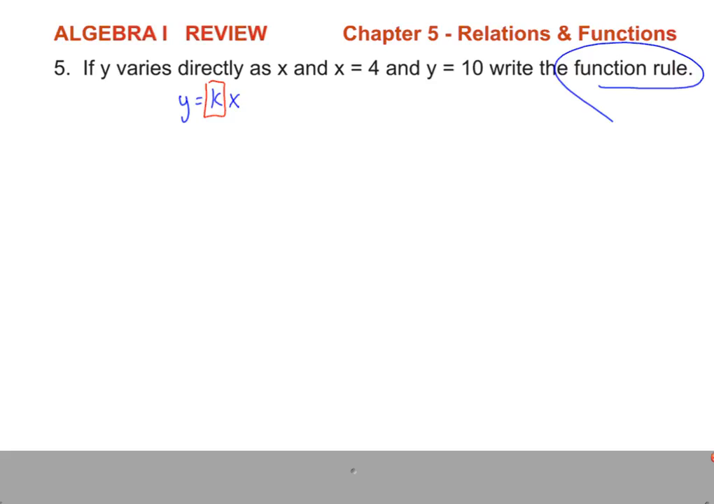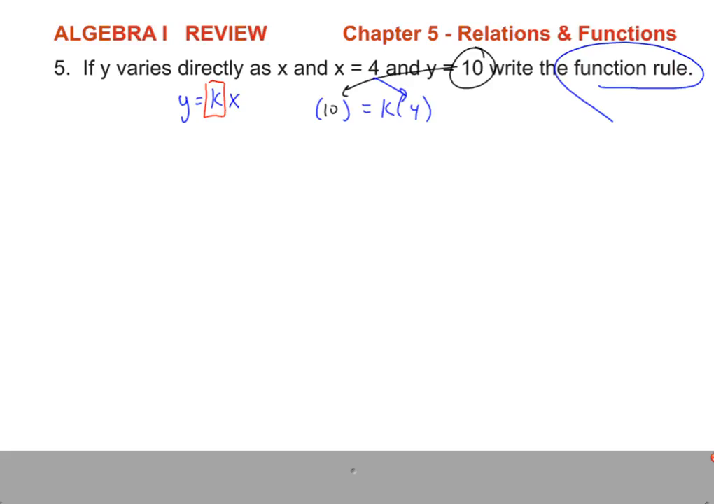So that's my pattern, y equals kx. I need the value of k. Now how do I find the value of k? Well, I also use y equals kx to find the value of k. Where the y is, I'm going to put in its value, and where the x is, I'm going to put in its value. What's the value of y? It's a 10. I'll put it in where y goes. What's the value of x? It's a 4. I'll put it in where x goes.